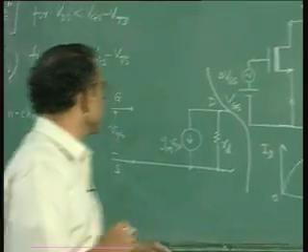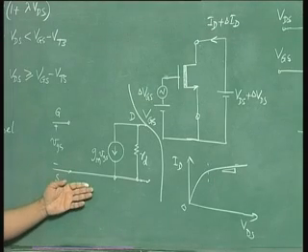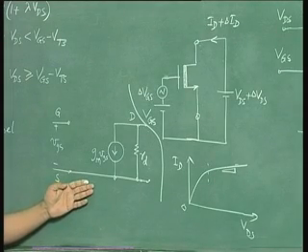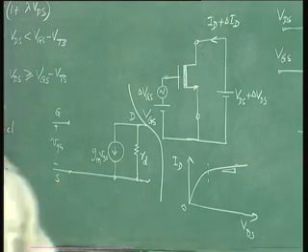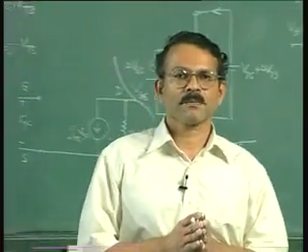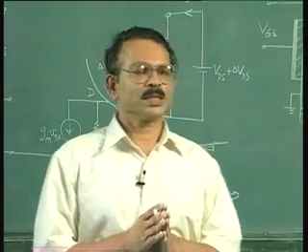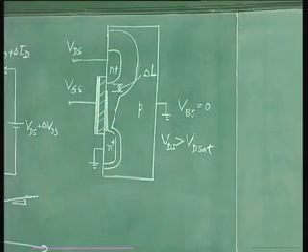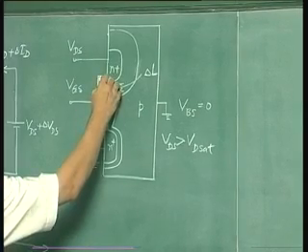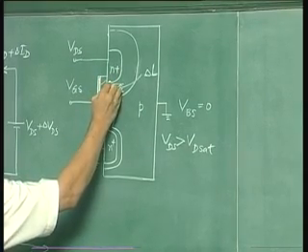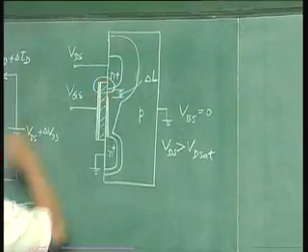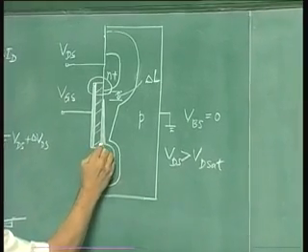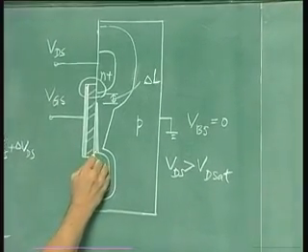Now we must add the capacitances to this circuit so that it can be used at high frequencies. Now what are the capacitances? To understand the capacitances, let us look at this device structure with the various charges. If you look at this device structure, you find that there is an overlap between the gate and the drain here, and similarly there is an overlap between the gate and the source here.